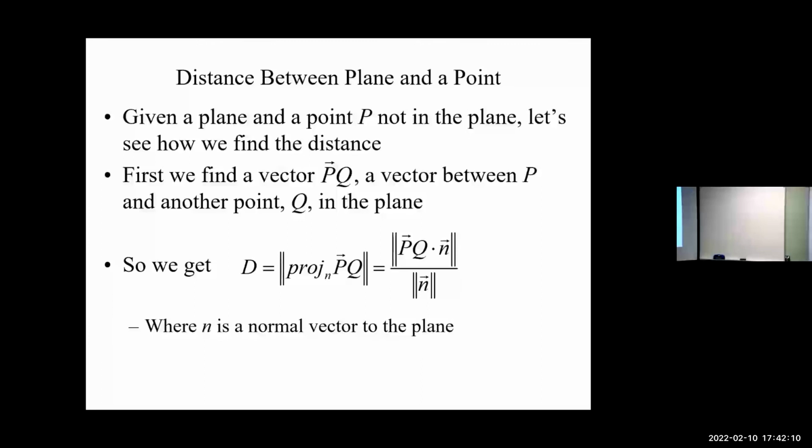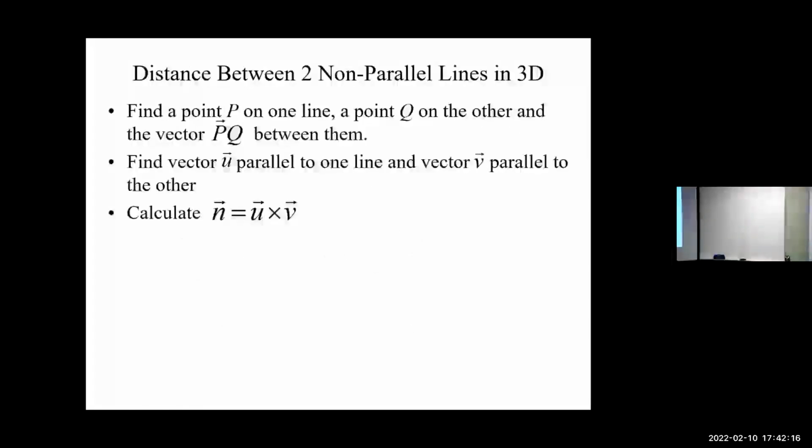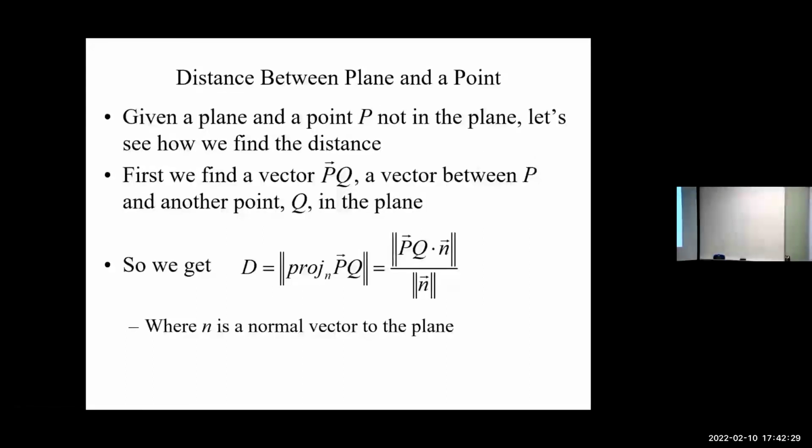I think what's funny about these slides, even though these were three different problems, did you notice how the formula always looked the same? PQ dot N over magnitude of N, PQ dot N over magnitude of N. The only difference in each of these was how we found the normal vector. That's it. And that's the part that I want you to focus on, not the formula itself.